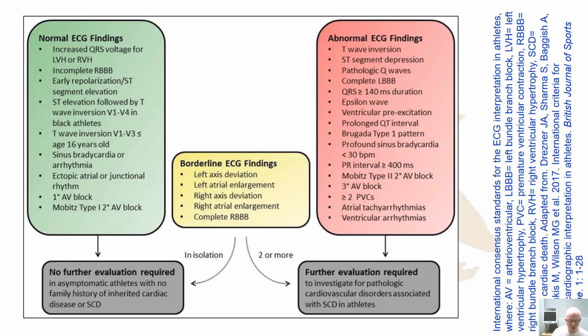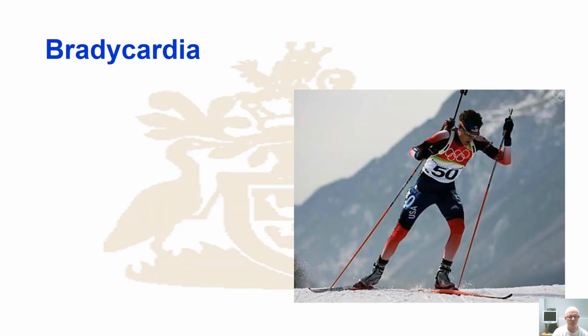So what you would have to do is look for these. If there were 2 or more borderline findings, then you would have to do further evaluation. If it's just a one-off, then we don't need any more evaluation and we're fine. This is really useful because the athlete's heart is so different to the heart of the non-athletic population group.